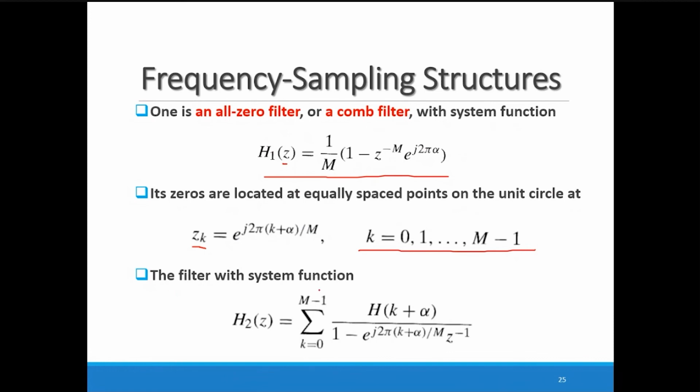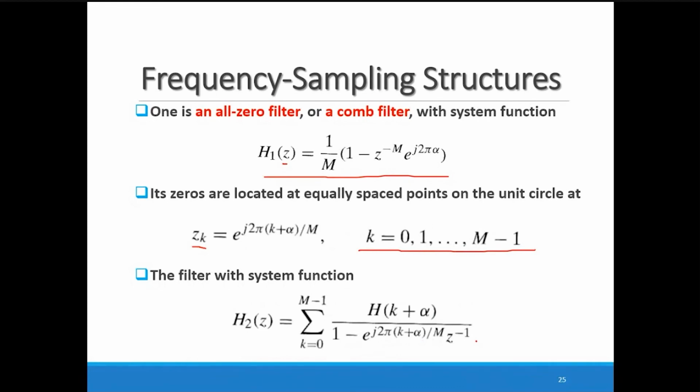The filter with system function, the second filter we have taken, we divided into two: H1(z) and H2(z). That H2(z) is the sum over k equal to 0 to M minus 1 of H(k plus alpha) divided by 1 minus e raised to j 2 pi (k plus alpha) divided by M times z inverse.